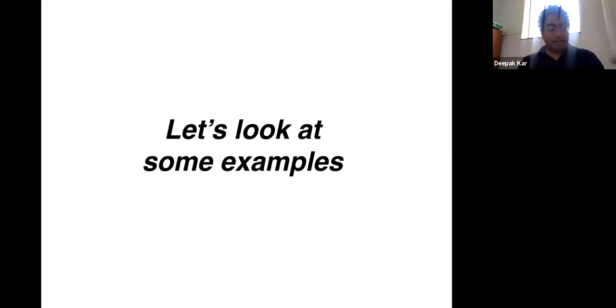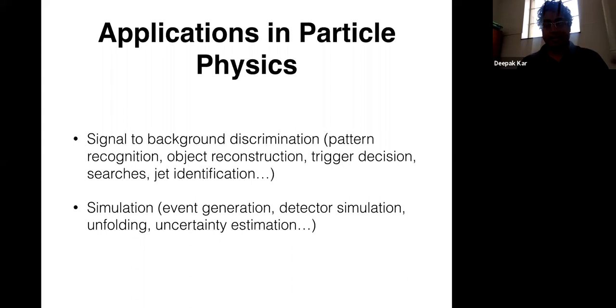Okay, perfect, thanks. Now let's go into some particle physics examples, because that's what we do. That's how I got interested in this field. It turns out that pretty much at every step of a data analysis, you can use some of these techniques. I categorized it in two broad classes: signal to background discrimination, which can include pattern recognition, object reconstruction, trigger. We'll talk about these things. Searches, like looking at some variables and combining them, like we talked about in the case of decision boundaries, and jet identification, which is something I work on.